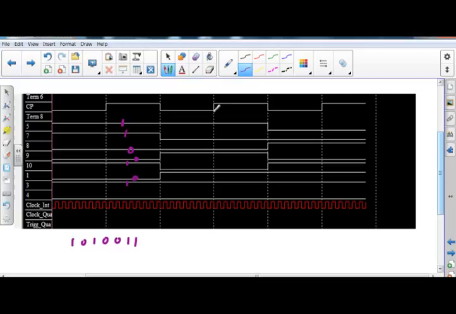Then I look at the second time it happens. I have a 1, I have a 0, I have a 0, I have a 1, I have a 0, I've got a 1, I've got a 1. Okay, I'm going to write it the other way. 1 1 0 1 0 0 1.